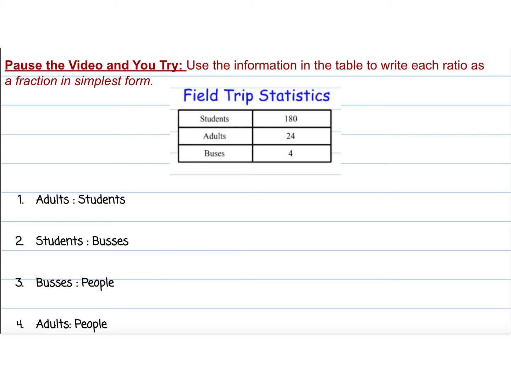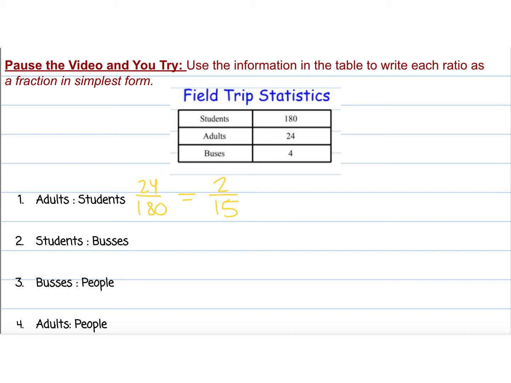So the first one, adults to students. So adults is first, so that would be our numerator. So 24 adults. There are 180 students. Those are both divisible by 12. So if I divide the top and bottom by 12, 24 divided by 12 is 2, and 180 divided by 12 is 15. So in simplest form, 2 to 15.